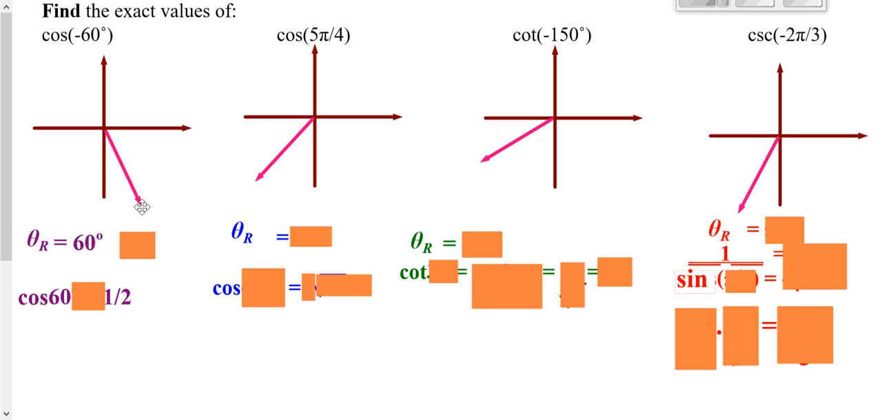The question now is we have to decide if it's positive or negative, and you have to think, does cosine deal with x or y? From our definition, cosine deals with x, and we know in this quadrant your x is positive.